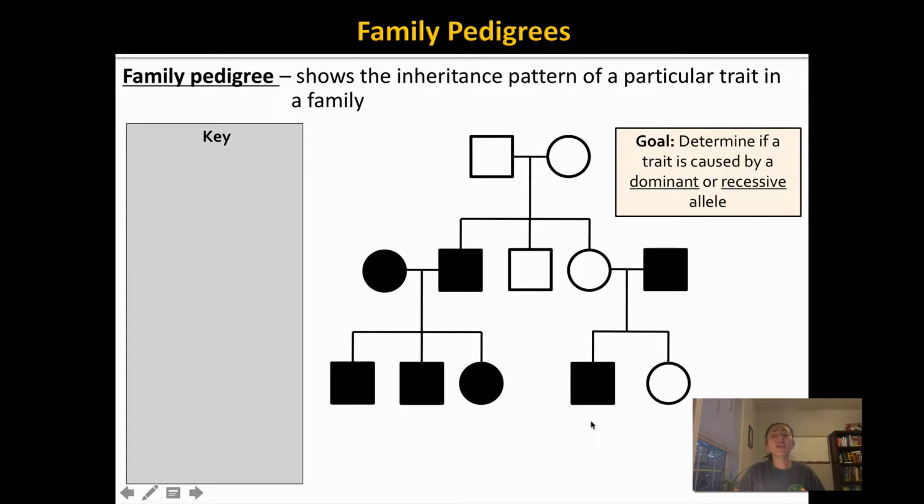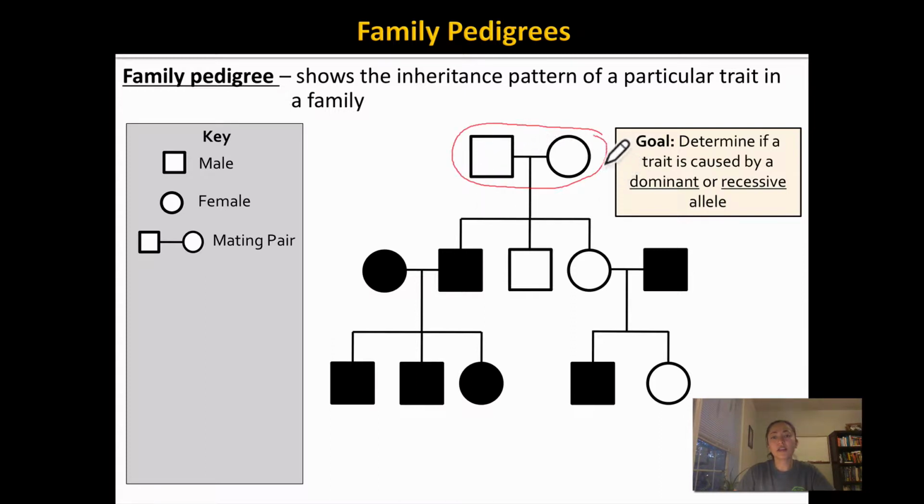So when we're looking at a family pedigree, there's a couple symbols here that you should be familiar with. Any square that you see is a male. Females are represented by circles. Anytime we have a mating pair, there's a line between them. And you can see that we have a mating pair here. There's a mating pair here. And there's a mating pair here. So there's three different mating pairs in this pedigree.